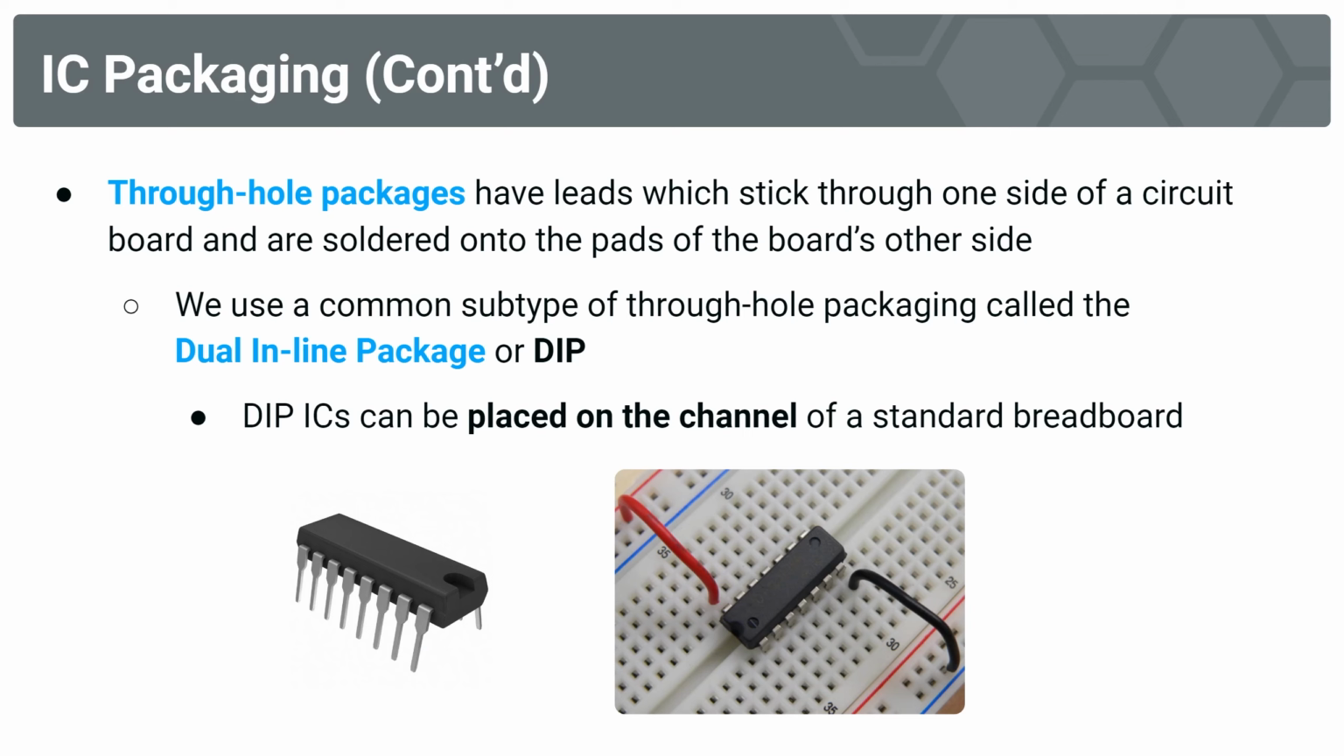And you'll actually find these a lot beyond just open project space projects, in many hobbyist projects, as well as professional applications. The benefit of DIP ICs, especially with prototyping, is that they can actually be placed on that middle channel of a standard breadboard. They fit nice and snug. It's a convenient location and allows you to access all of the pins through the strips on either end of the breadboard.